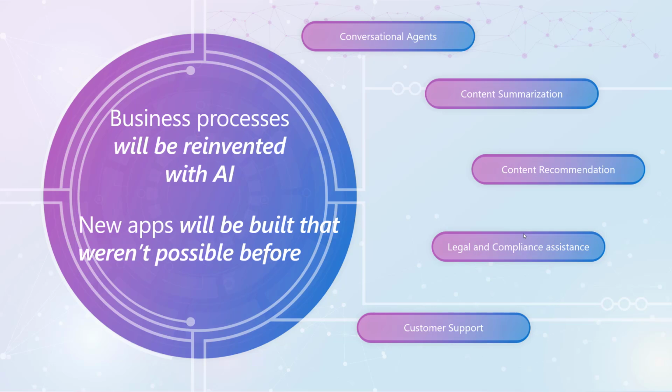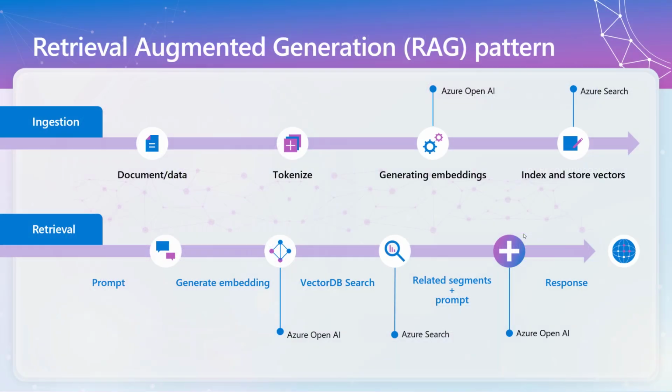So without question, business processes will be reinvented with AI. And we're going to build new solutions or augment existing solutions in ways that just haven't been possible before. And here are a few examples of those types or classifications of applications.